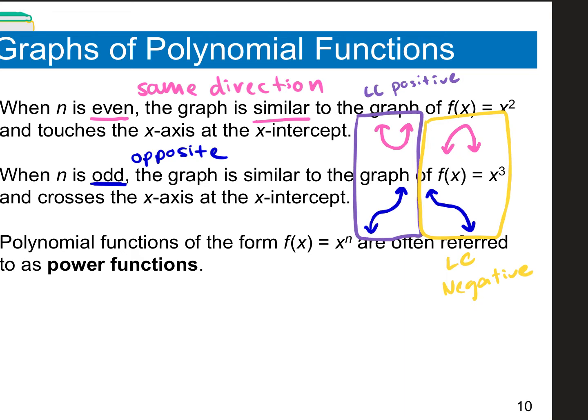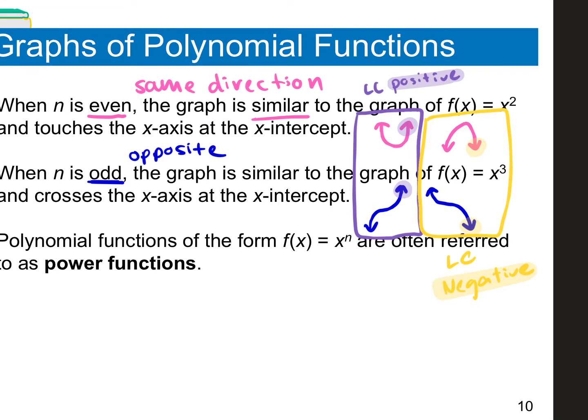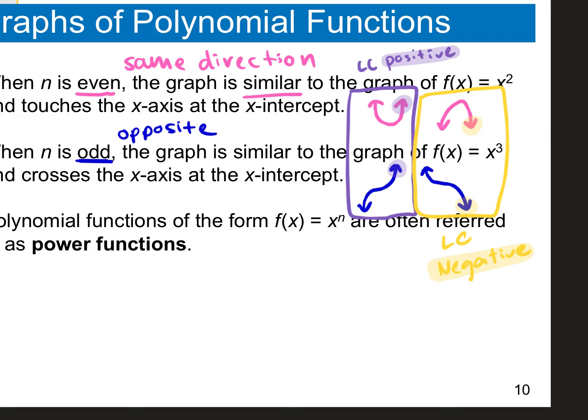So one way to think about it is when your leading coefficient is positive, the right arrow is going to go up. So your graph ends going upwards when it's positive. When your leading coefficient's negative, your graph will end going downwards, so in the negative direction.